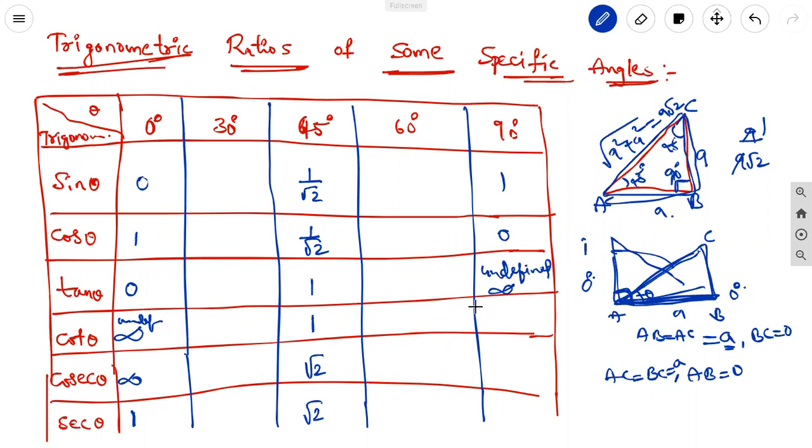So it goes to infinity. 1 by 0 is infinity. Cot theta means cos theta by sin theta. 0 by something is 0. Cosec theta is 1 by sin theta. 1 by 1 is 1. Sec theta is 1 by cos theta. 1 by 0 is also undefined or infinity.